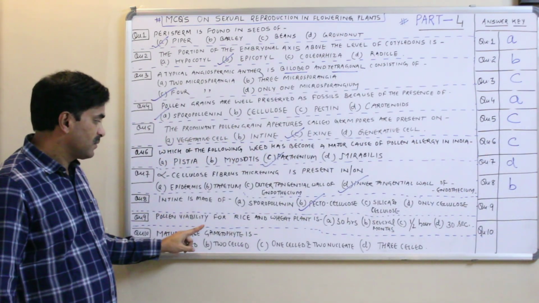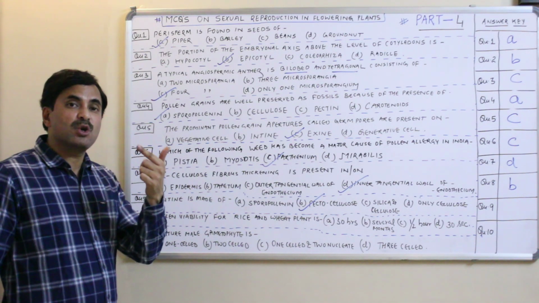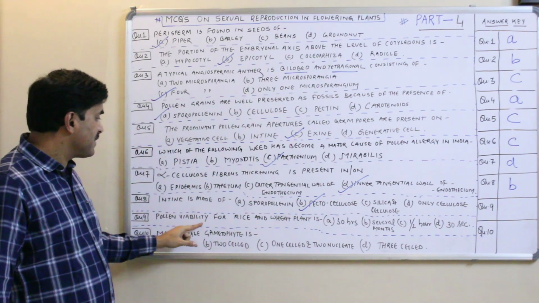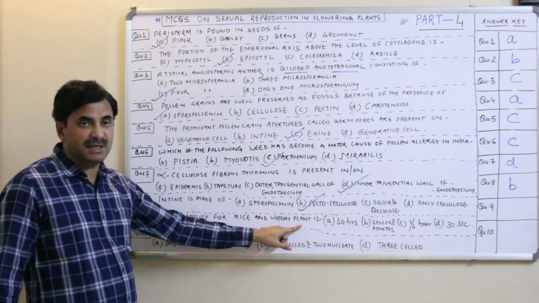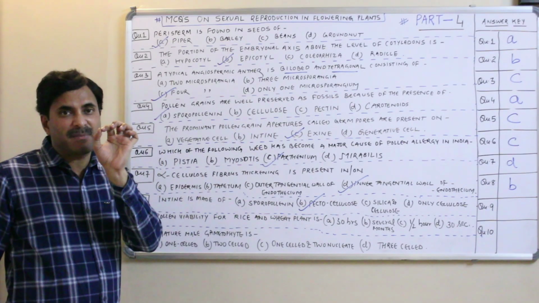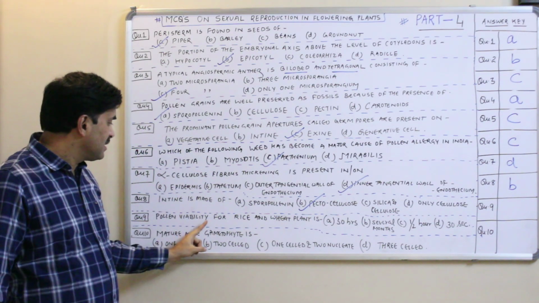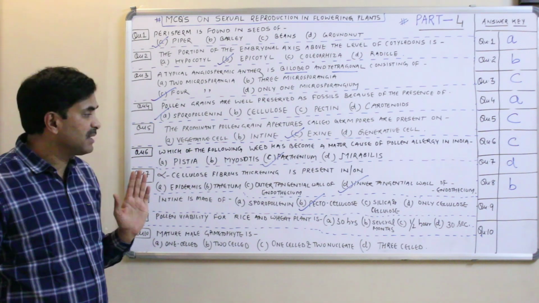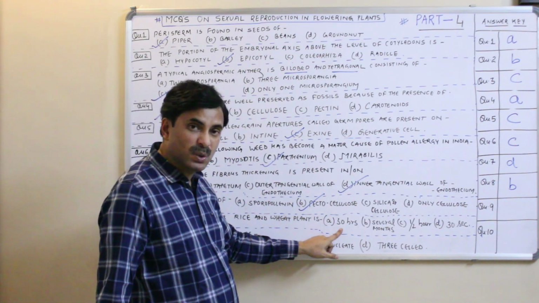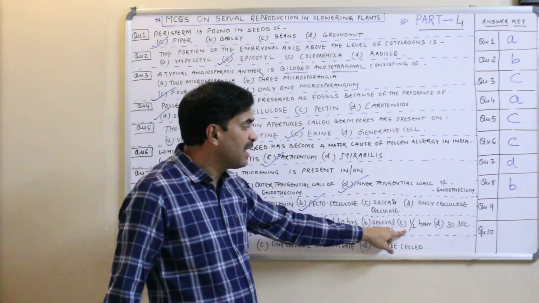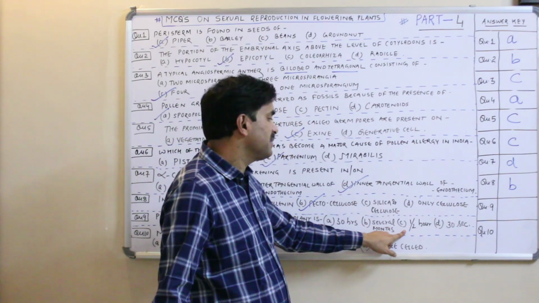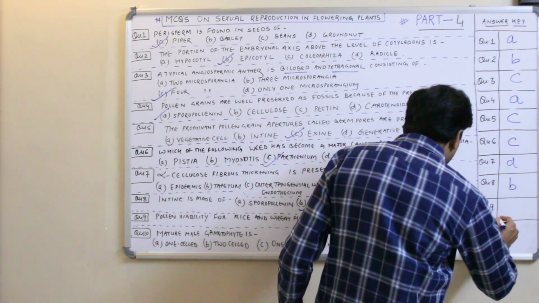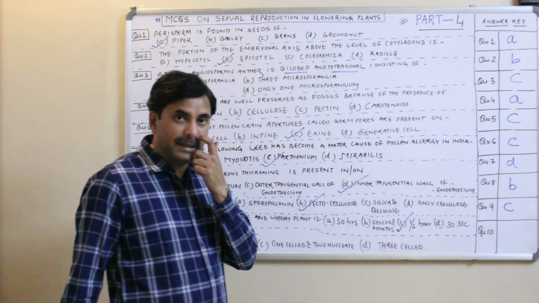Question 9. Pollen viability. Viability means how long the pollen grain lives. It is clearly mentioned in the NCERT that pollen viability for rice and wheat is approximately 30 minutes. So 30 hours, no. Several ones, no. Half hour, of course 30 minutes. So the answer is C. Question number 9 has the answer C, half hour, that is 30 minutes.